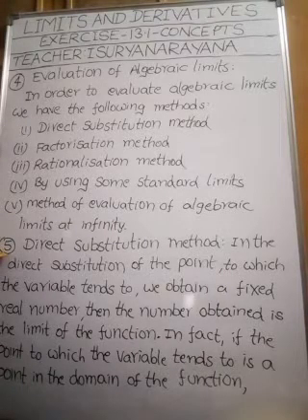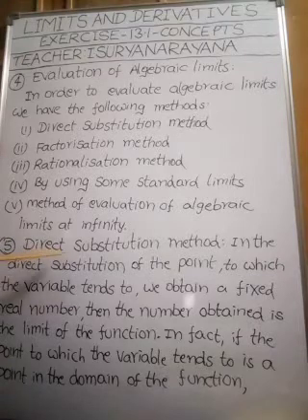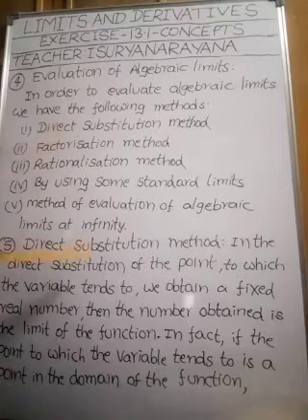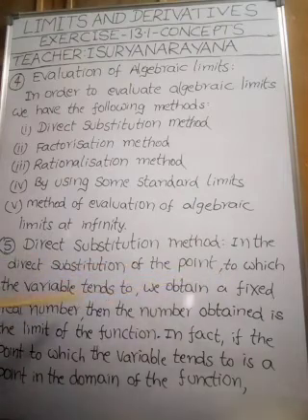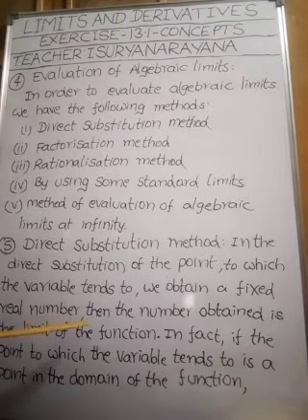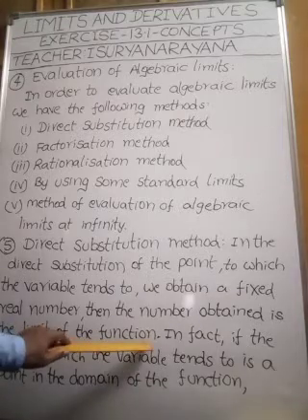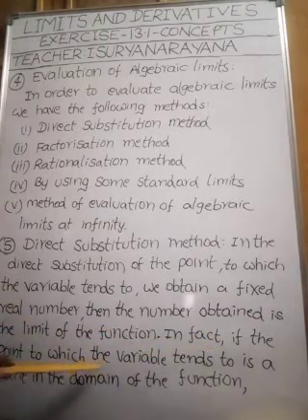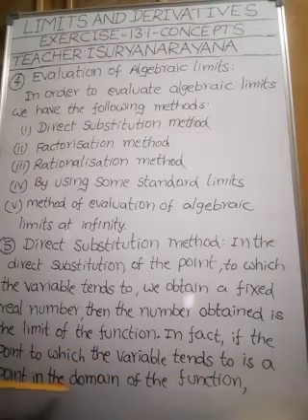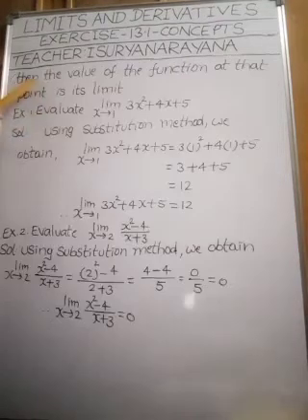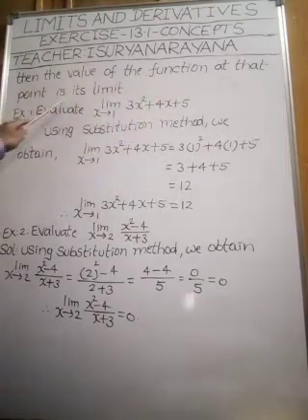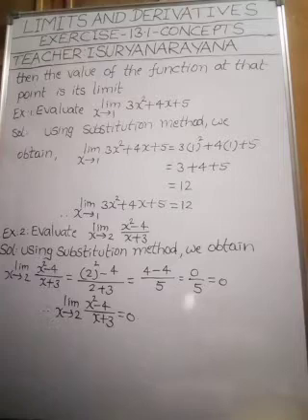See the next one, point number 5, the direct substitution method. In the direct substitution of the point to which the variable tends to, if we obtain a fixed real number, a finite real number, then the number obtained is the limit of the function. In fact, this holds if the point to which the variable tends to is a point in the domain of the function. Okay, my children, understood? Then the value of the function at that point is its limit. In this method, we can find the limit of the function easily. Let us see the examples.